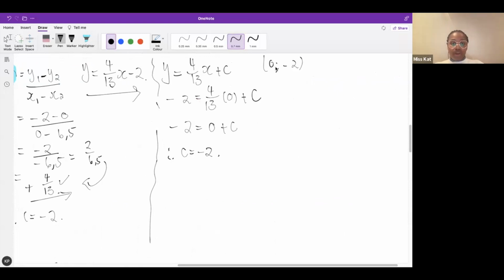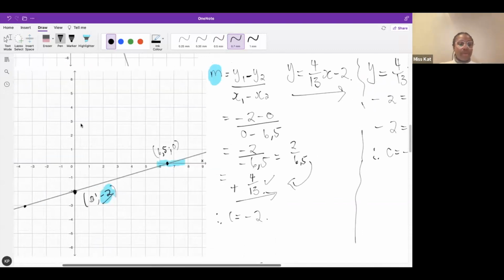So remember we found our gradient to be 4/13. Now we have y equals 4/13x plus c. So we substitute a random point. Wherever you see an x, you put a 0. Wherever you see a y, you put a -2 and work it out. So there are two ways. Okay, thank you, ma'am. You're welcome. Okay, Sanele, do you have a question?